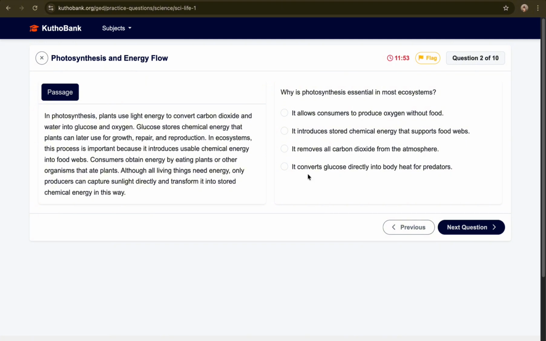Choice D. It converts glucose directly into body heat for predators. Keywords are converts, glucose, body heat, predators. They are not mentioned at all in this paragraph. So this is incorrect again. So the final answer is choice B. Choice B is the only correct answer. So select B and move to the next question.